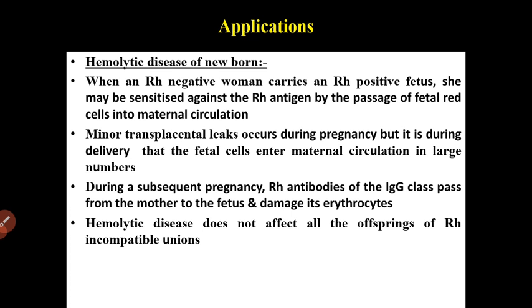Immunological unresponsiveness: what happens? Not every Rh negative individual forms Rh antibodies following antigenic stimulation. Some fail to do so, even after injections of Rh positive cells are given. So, they are called non-responders. Fine.